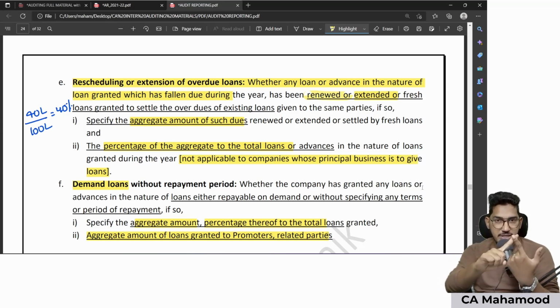Second point, whether the terms and conditions are prejudicial. Third point, repayment of principal and interest is happening regularly on or before due dates. Number 4, if amount is overdue for more than 90 days, reasonable steps are taken by the company for recovery of the principal and interest.